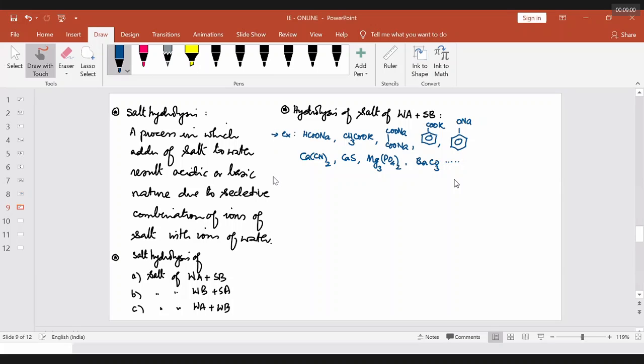Second point is what is the meaning of salt hydrolysis, that I am insisting upon you: selective reaction between ions of salt and ions of water. For that purpose, suppose I take sodium acetate for reference. CH3COOH and sodium hydroxide give sodium acetate: weak acid, acetic acid, strong base, sodium hydroxide.